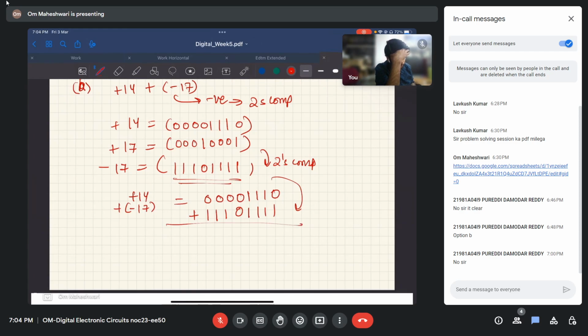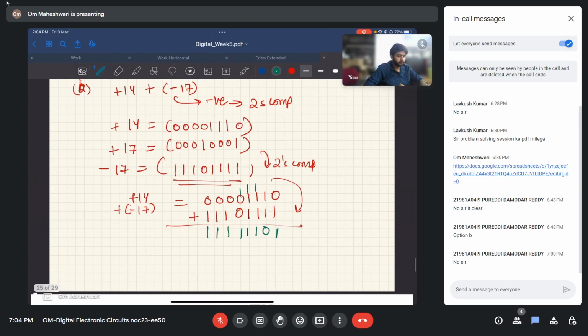Add it. 0 plus 1 is 1. 1 plus 1 is 0, carry 1. Carry 1, and so on, 1 1 1 1 1. So this is the answer.